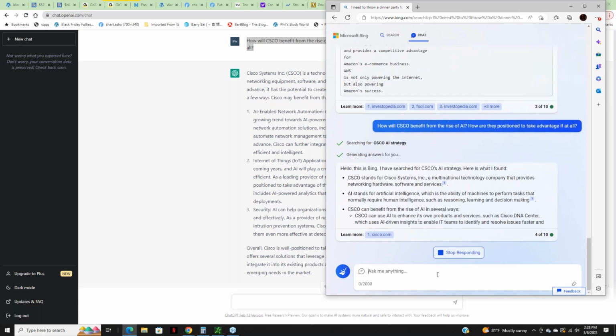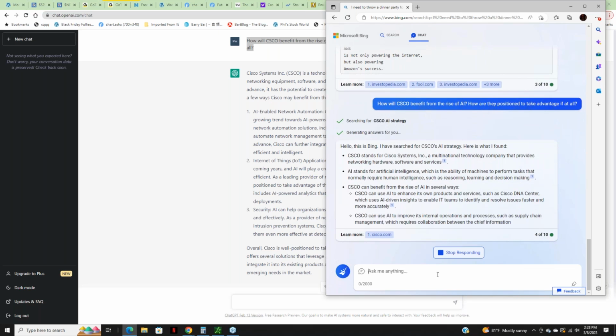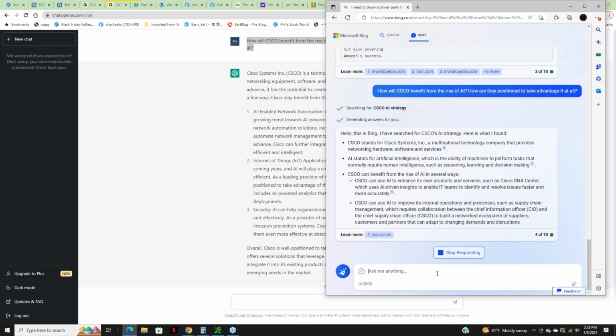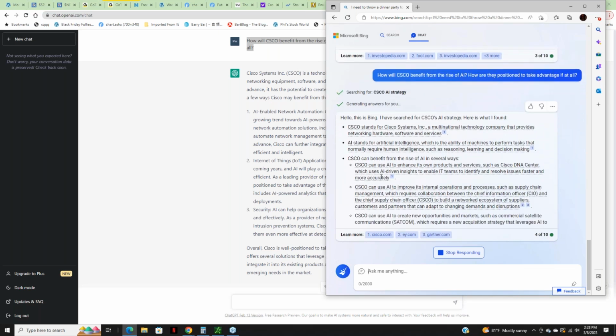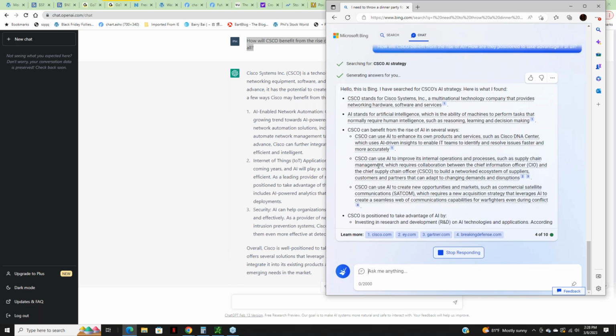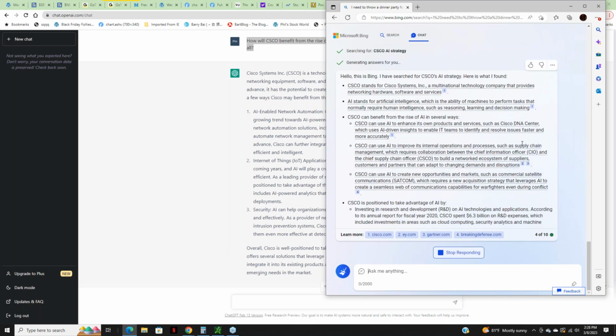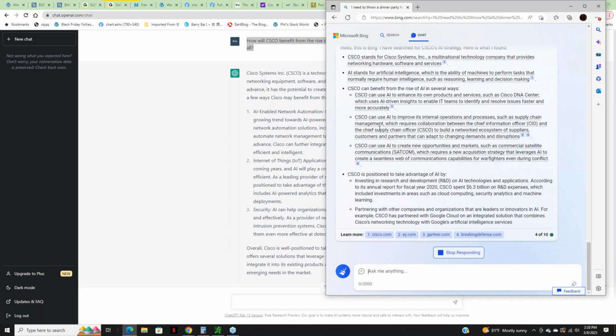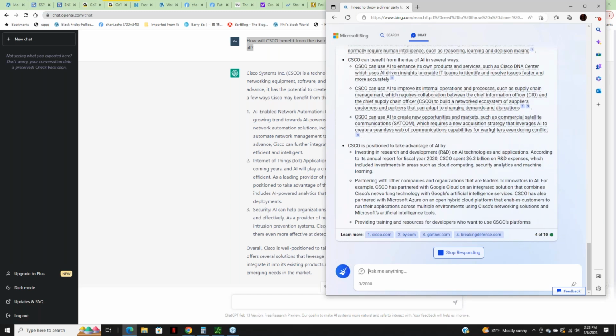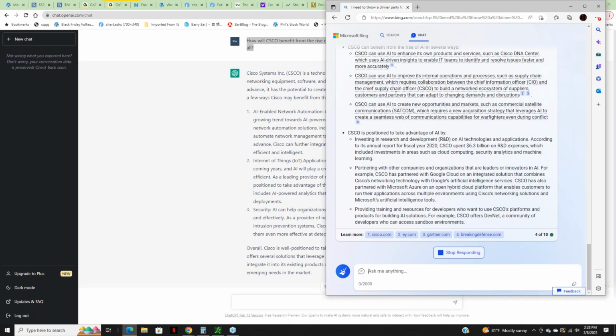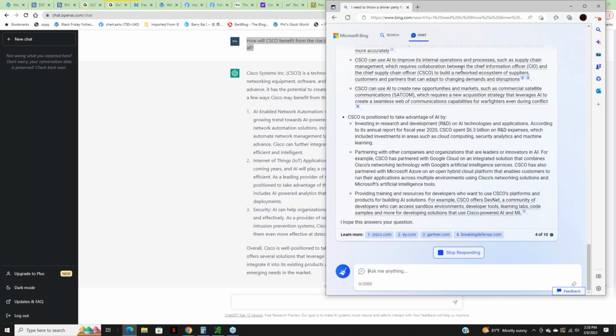Cisco can use AI to enhance its own products and services, such as DNA Center, same mention. AI provides operational provision, supply chain management, collaborations, with the chief supply chain officer at Cisco, to build a networked ecosystem for suppliers, customers, and partners. Cisco can use AI to create new opportunities in markets such as commercial satellite, which require new acquisitions. I think it's just making shit up though.